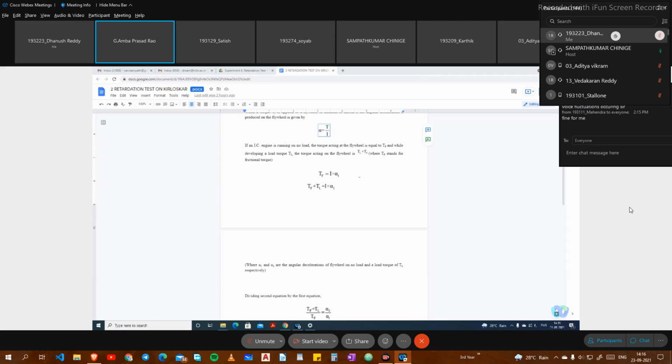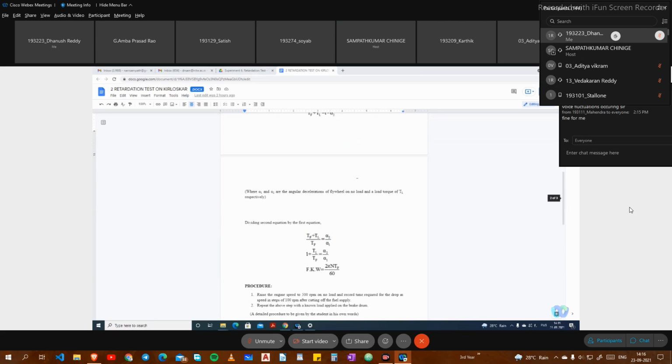Excuse me. So let us say you apply the first load, let us say 0.5 kg force on the meter, with the torque meter reading. Now again you repeat the test by bringing the engine to 1500 rpm and cutting off the fuel supply.